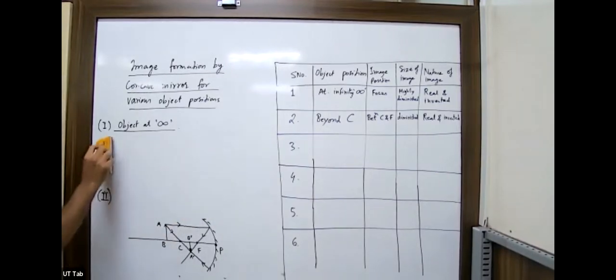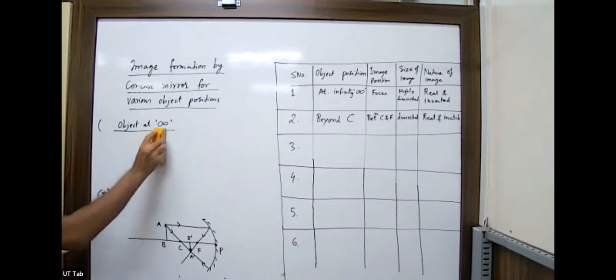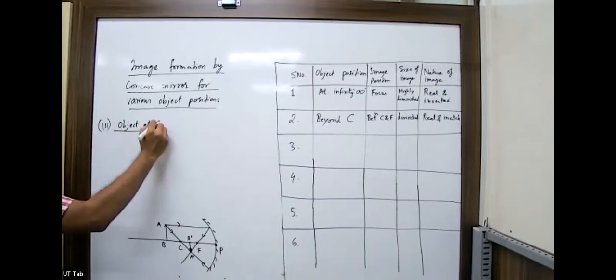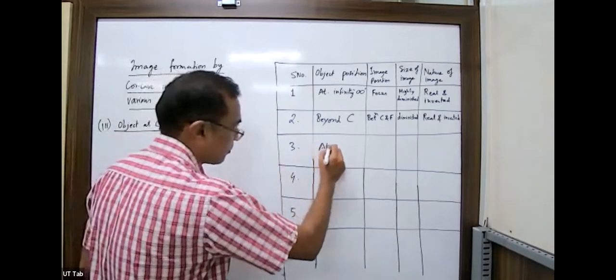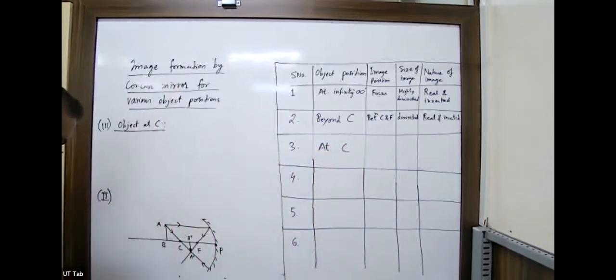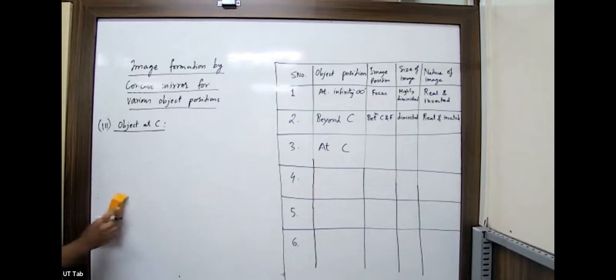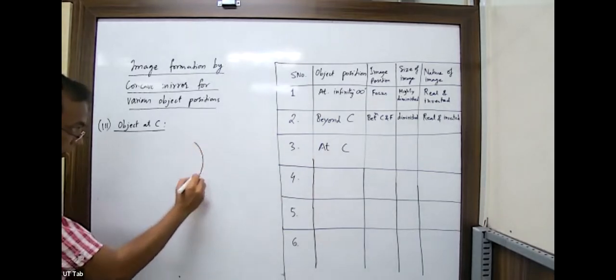What should be the next object position? Beyond C, say at C now. So the object is going closer to the mirror, now at C. Oh, I erased it. Everybody had drawn the diagram. Okay, object at C. So again, same thing.